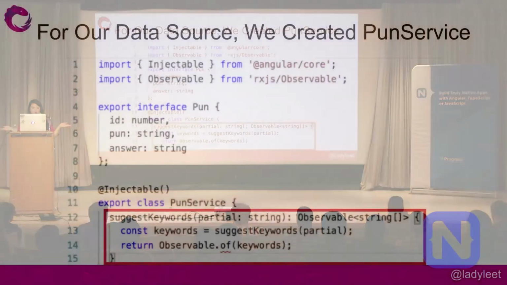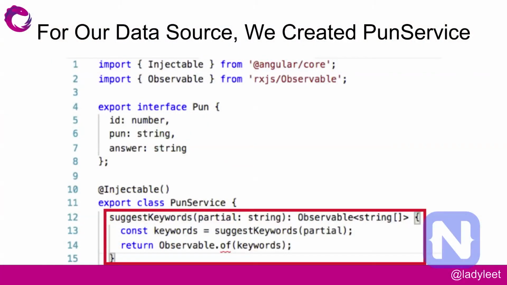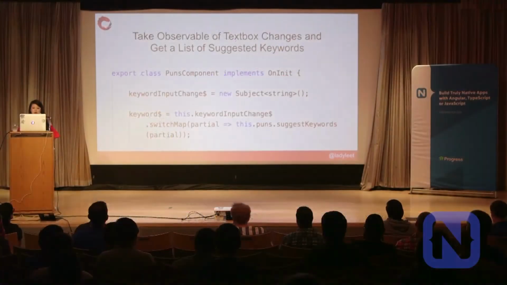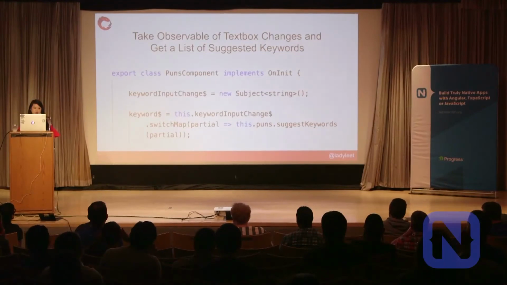I'm just showing you what the suggest keywords method looks like, since they're basically exactly the same shape. As somebody types in a set of keywords, we're getting a string of keywords from our array of puns in the service, and then trying to figure out what keywords it might actually match. So now we want to use our pun service to take the observable of text input changes and return back a list of suggested keywords.